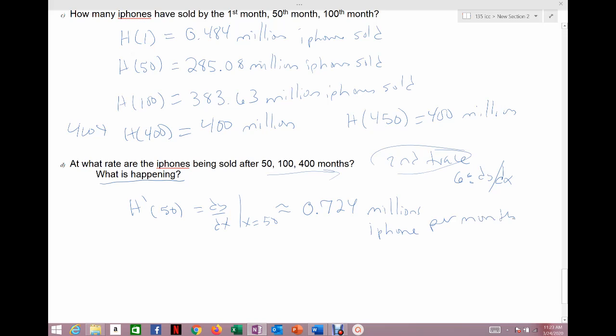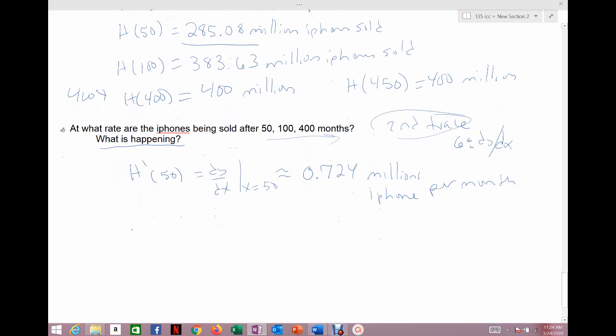So it's selling faster than how many we sold, about 500,000. The rate is faster than that, so we're selling more than 500,000 per month. Oh, I'm looking at the wrong one. So we're here. So the rate is still over 500,000 iPhones per month. Again, that's the rate. That's not how many we sold. We're selling this amount, and that would be the rate at which they're selling. That's how fast, its speed at the 50th month.